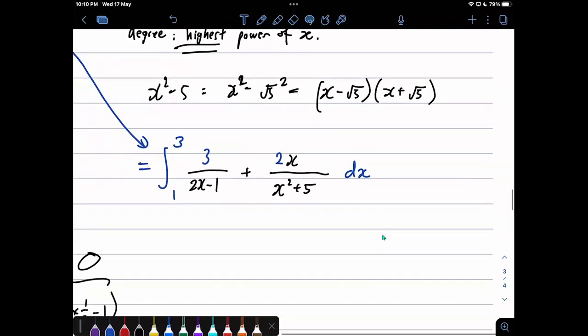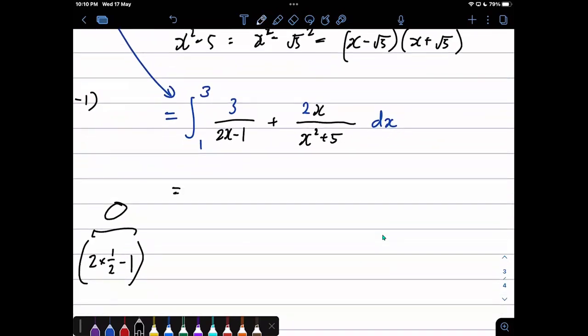Why did they want to do partial fractions? It's so that this integral can actually be done. Let's see. How do we integrate? Integrate term by term. Integrate 3 over 2x minus 1. What do you get? Factor out the 3 first. Then you integrate the 1 over 2x minus 1. Right? So what's the integral of 1 over x?